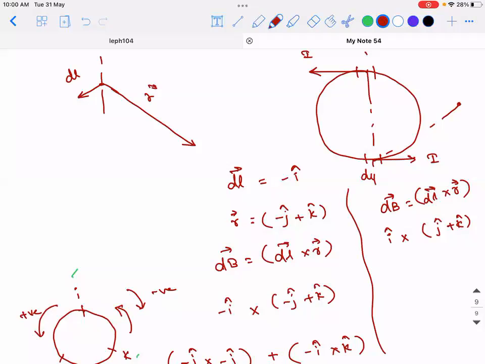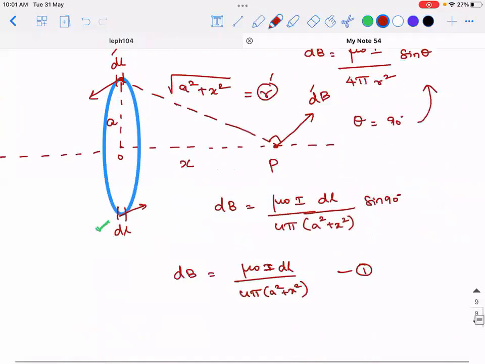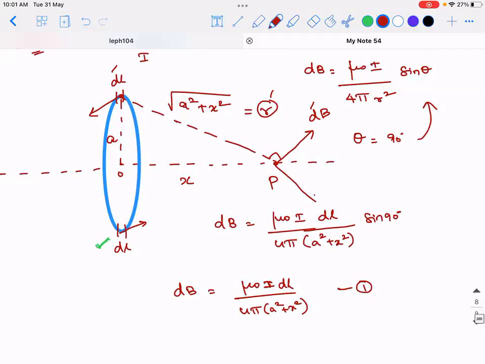YZ plane. Okay. So i cross j, what is i cross j? It is k cap. Plus i cross k is how much? Minus j, correct. So minus j cap, in which quadrant is it going? It is going in this direction. So this is the value of dB. Is that clear?